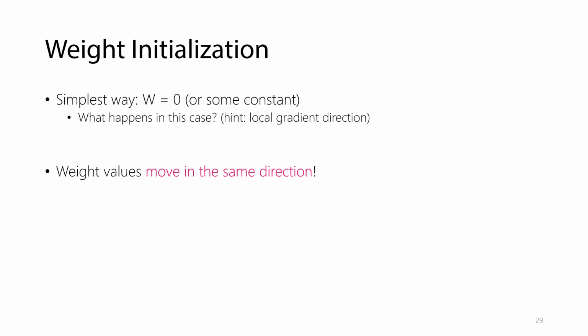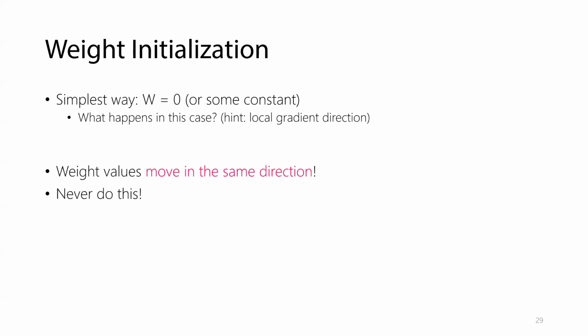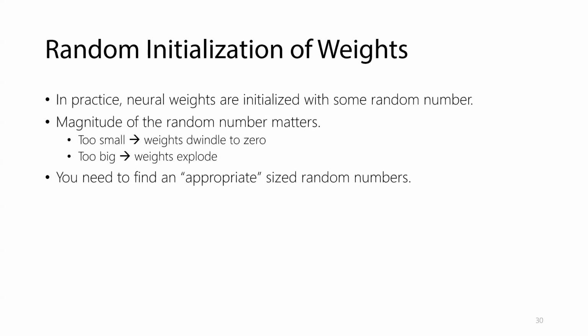So when the weight W is set to zero, then all weight values initially will move in the same direction. So never do this, because obviously, if W is some constant, then the derivative will always be the same, at least at the very beginning. So that's never a good idea. So random initialization is by default the most reasonable thing to do.